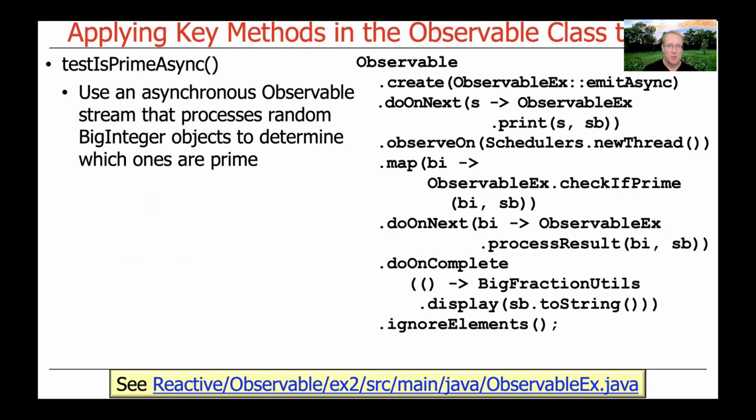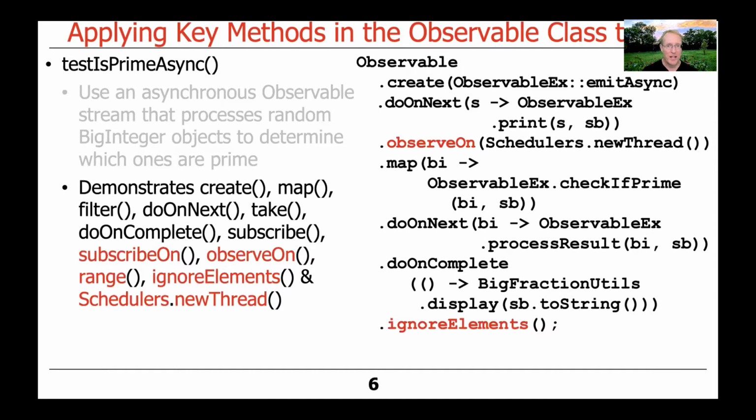In this particular case, we're going to focus on the test_is_prime_async method, and this uses an asynchronous observable stream that will process random big integer objects to determine which ones are prime. This is not time-driven. This is just going to be running asynchronously. And this will give us a chance to talk about some other methods that are part of RxJava.